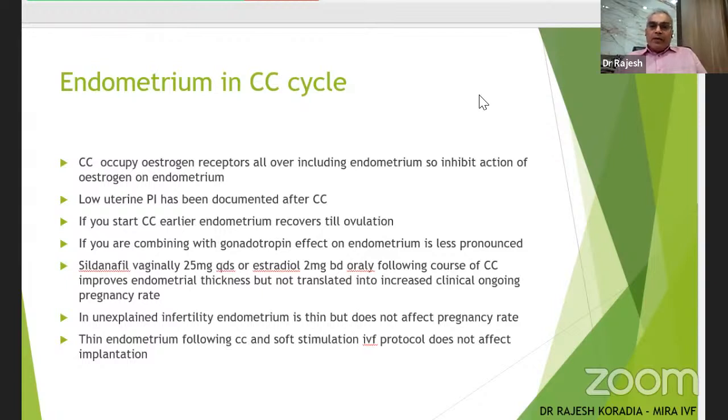Sildenafil vaginally 25 milligram QDS, or estradiol 2 milligram BD orally following the course of CC, improves the endometrial thickness, but this is not translated into increased clinical ongoing pregnancy rate. In unexplained infertility, the endometrium is thin, but it does not affect pregnancy rate. A thin endometrium following CC and soft stimulation IVF protocol does not affect implantation.